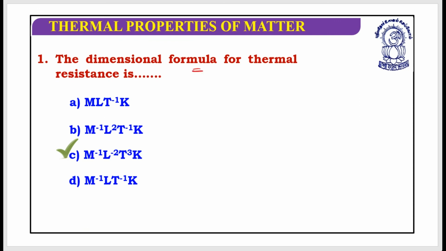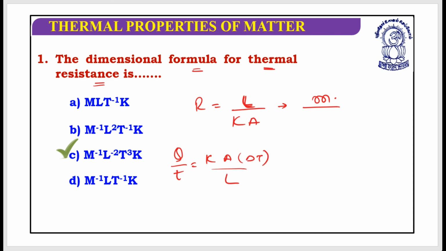The dimensional formula for thermal resistance. It's R which is equal to L by KA. L is the length, it's a meter. For the K I need to do this. Q by t is equal to KA delta T by L. So for the K this is joule per second into meter divided by meter square into 1 by Kelvin.